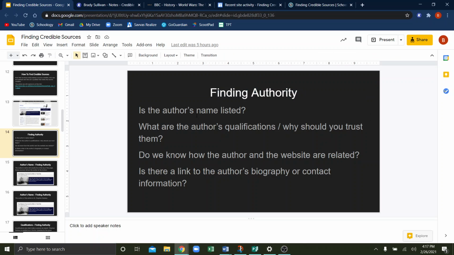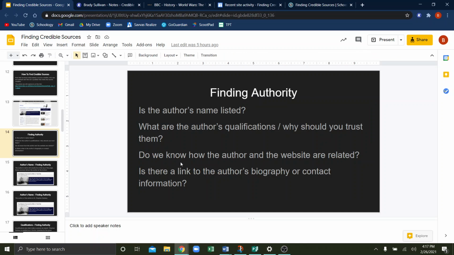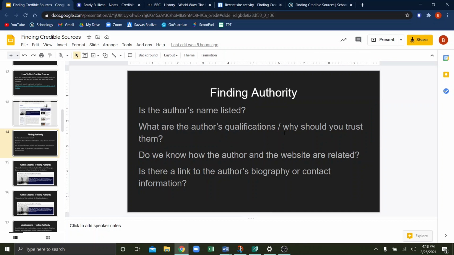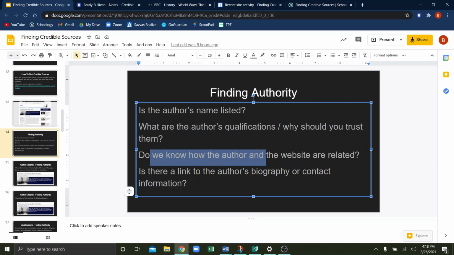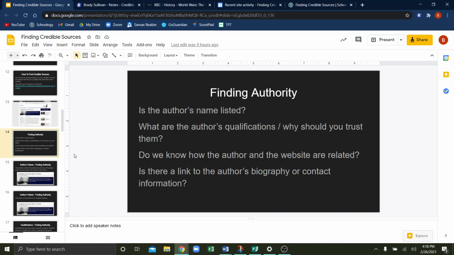Okay, to find authority, we need to look for certain things. Is the author's name there? Okay, if the author's name's not there, that means they're trying to stay anonymous. If they're trying to hide their identity, then they're probably up to no good. What is the author's qualifications? Qualifications means why should we trust them? Things like being a doctor, being a professor, being a scholar, being a teacher. Why should you trust them? How do we know how they're related to the website? Basically, is the author the owner of the website, and is there more information about the author that we can find?